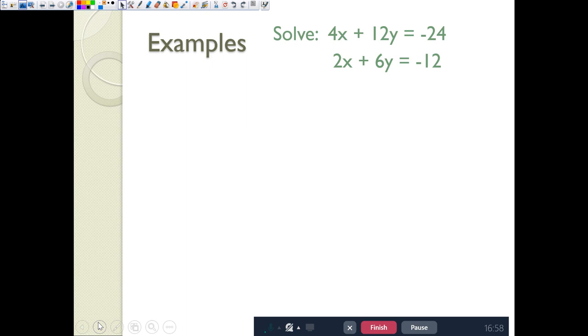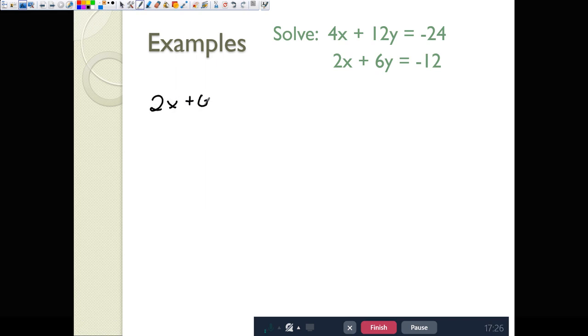So, we have 4x plus 12y equals -24 and 2x plus 6y equals -12. Do we have them in the same format? Yes. Do we have opposites? No. But I can multiply 2x by -2 to get it to -4. So I'm going to take my 2x plus 6y equals -12, and multiply it by -2. So I'm going to get -4x minus 12y equals 24.